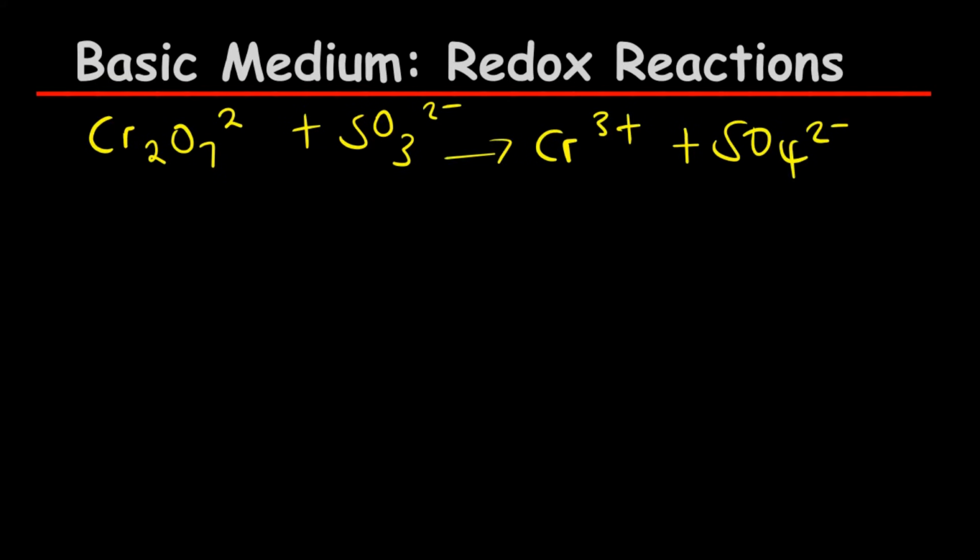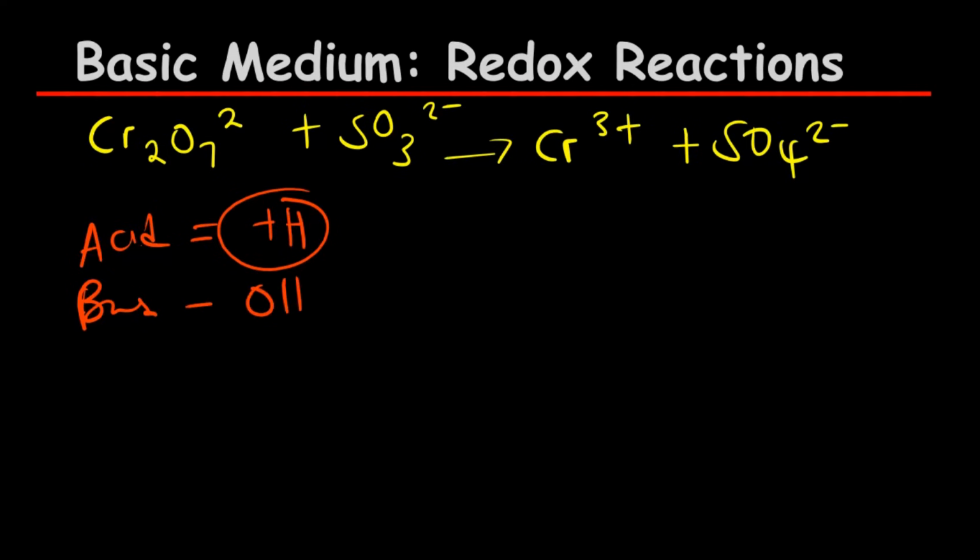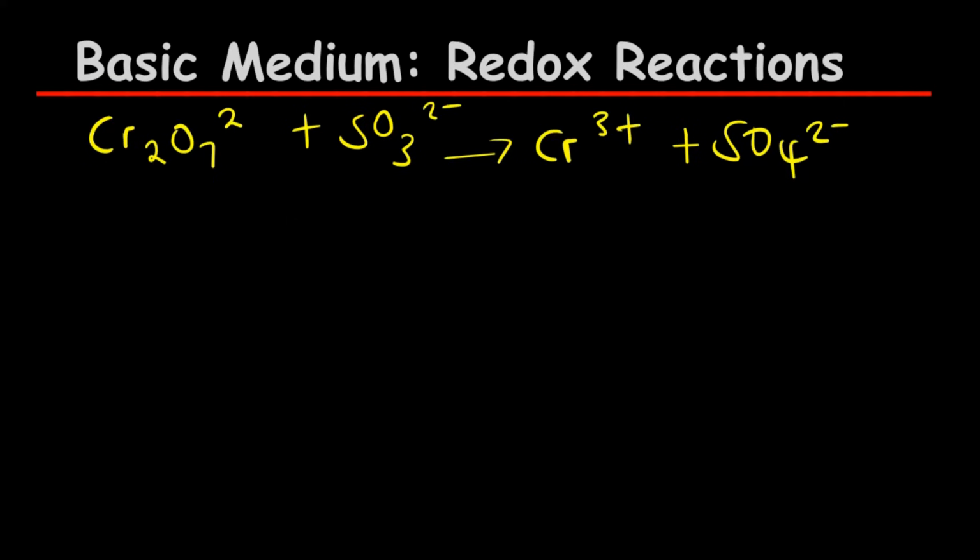For basic media, you have to first split your reactions into half equations, just like in acidic media. Then you balance oxygen using water. Hydrogen, you are using OH minus, because in acid we're saying an acid is a proton donor, and a proton donor is just like hydrogen. But when you come to basic, you know, it's OH, a hydroxide. So that's how you're going to balance your hydrogen. The difference will only be about how you balance hydrogen.